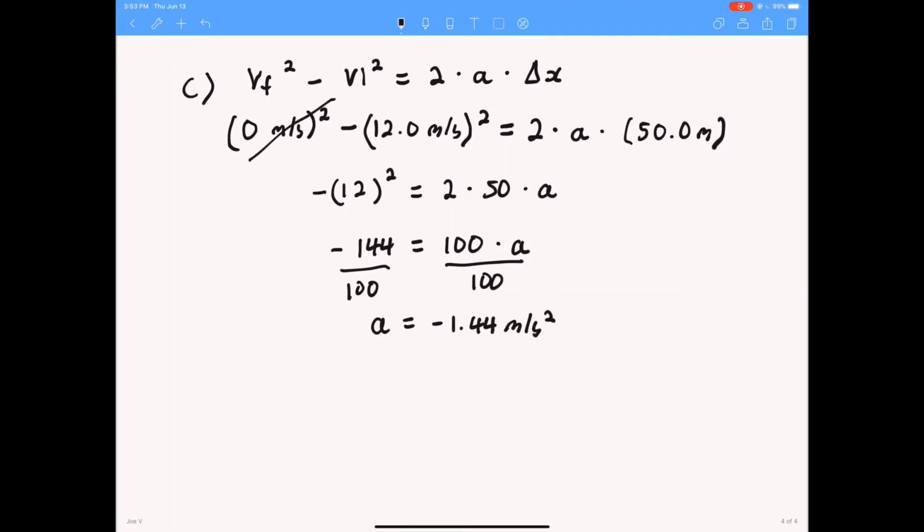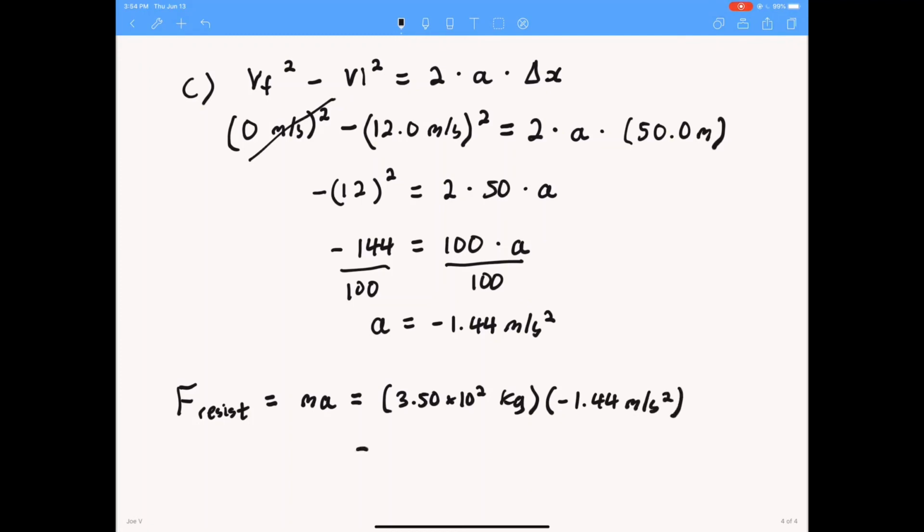We need to solve for the force in resistance. The resistance force equals mass times acceleration. We know our mass is 3.5 times 10 to the 2 kilograms. And we know that our acceleration is now negative 1.44 meters per second squared. Your final answer is negative 504 newtons. Now we go back to each part of this problem and circle our final answers.